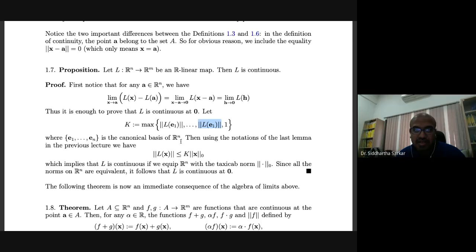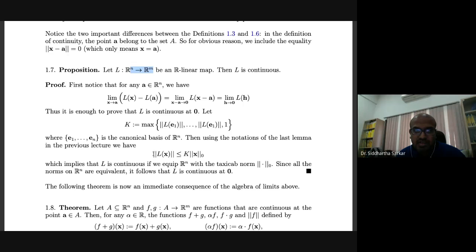But there is one thing you have to keep in mind. I'm not claiming that Le1 up to Len are a basis of Rm. Obviously, because I could take n and m to be different over here, or otherwise, even if they are the same, I can take, for example, the zero linear map. So the proof should be encompassing everything.